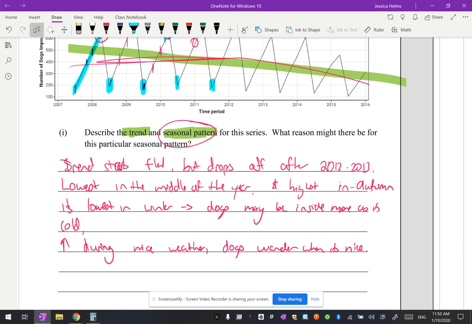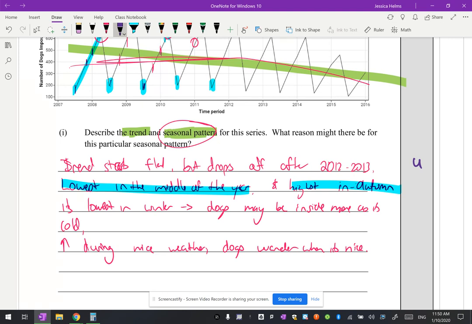Okay. So for an achieved, you basically just need to give a really basic trend description. So even if you just said it's a negative overall trend, and talk about the lowest in the middle of the year, highest in autumn. So that is seasonal features. So that would give you an achieved. That's an achieved for that.